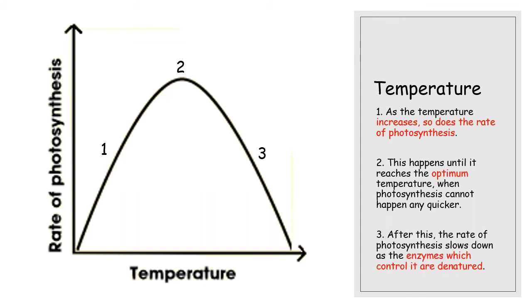And as we've seen with enzymes in previous units, at stage 3, the rate of photosynthesis is slowing down. As you increase the temperature, you're unfortunately denaturing the enzymes, therefore stopping them doing their job, so you'll eventually get to a stage where photosynthesis can't happen because we've completely denatured the enzymes that are doing the jobs within the photosynthesis reactions.